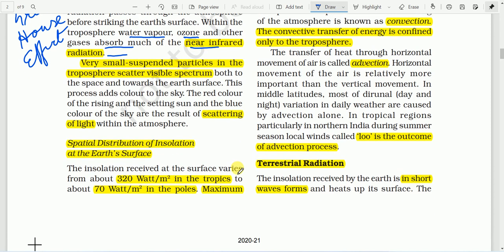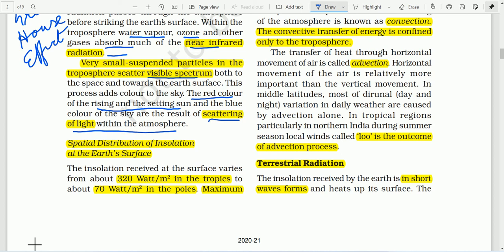Very small suspended particles in the troposphere scatter the visible spectrum both to space and towards the earth's surface. This process adds color to the sky. You will see that the color of the sky is blue in the daytime. The red color of the rising and the setting sun, and the blue color of the sky, are the result of the scattering of light within the atmosphere.